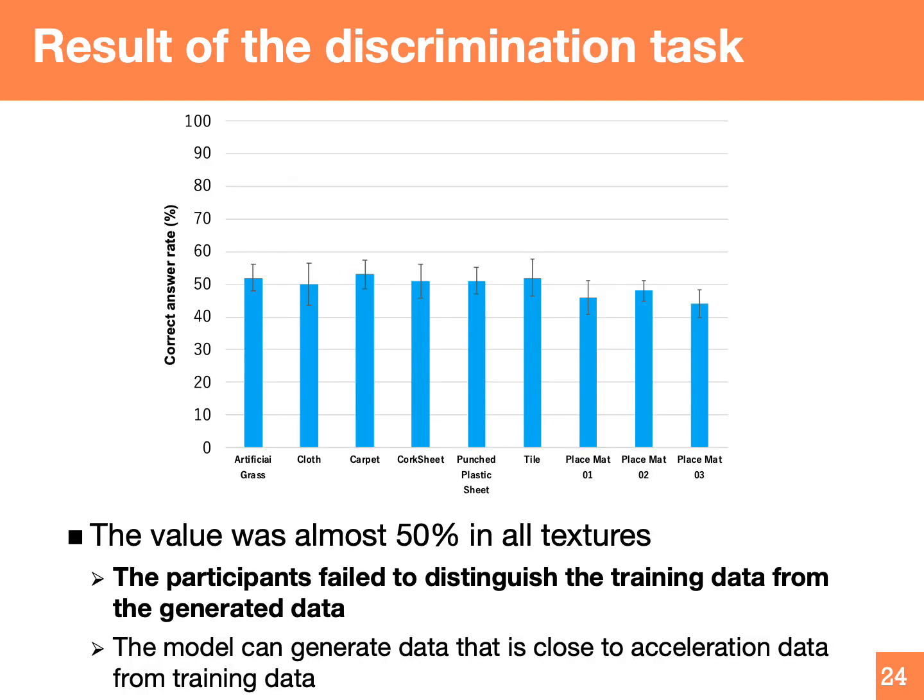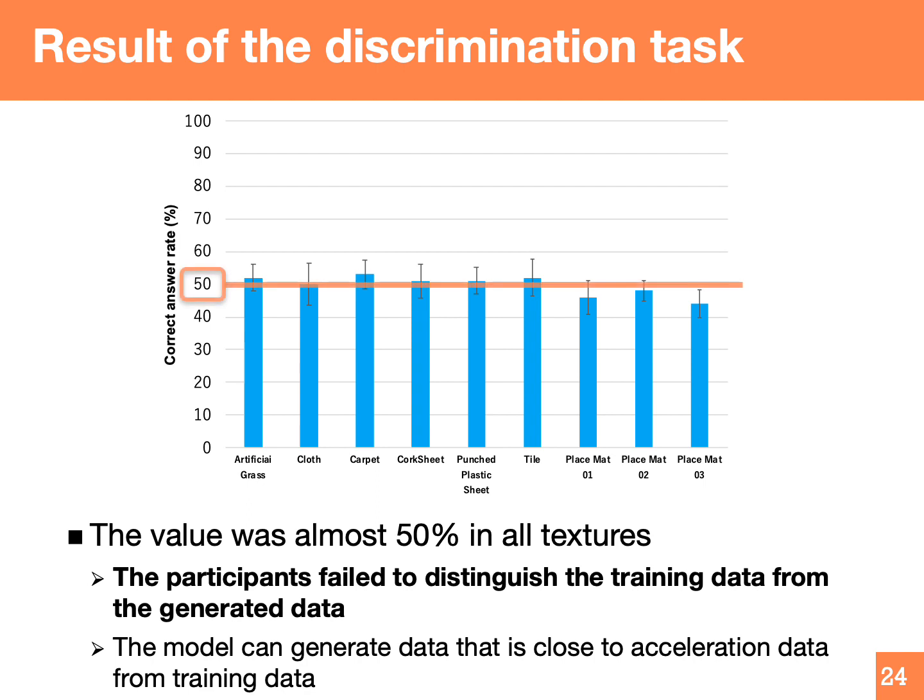We will describe the result of the study. First, we will describe the result of the discrimination task. This graph shows the accuracy of the discrimination task. The horizontal axis shows each texture, and the vertical axis shows accuracy. The closer the value was to 50%, the more effective the model generated data.